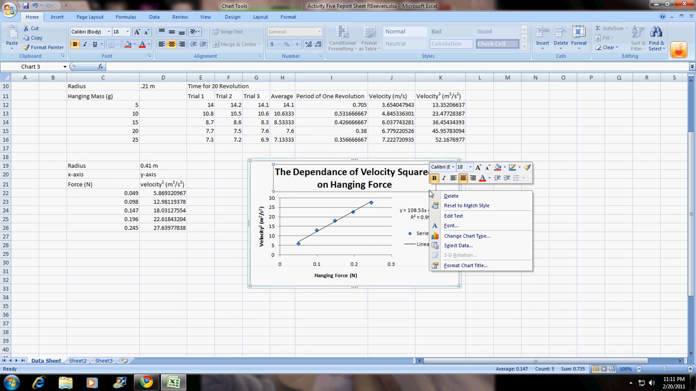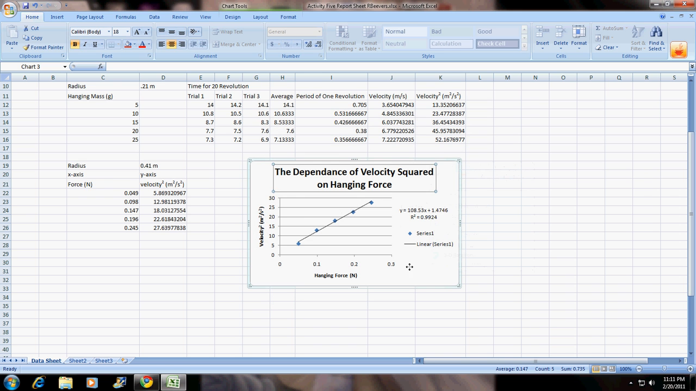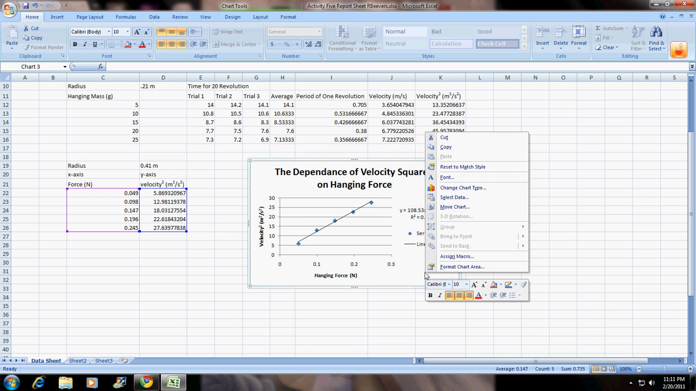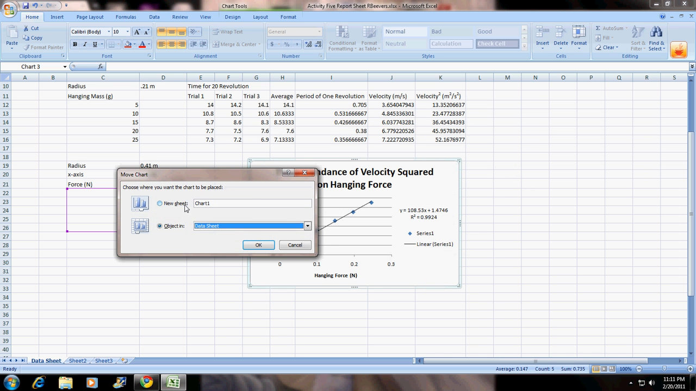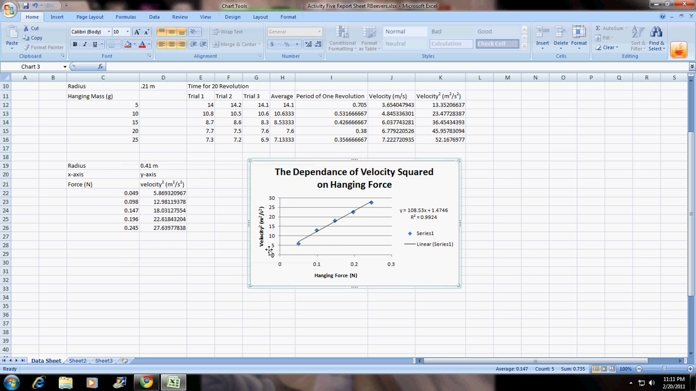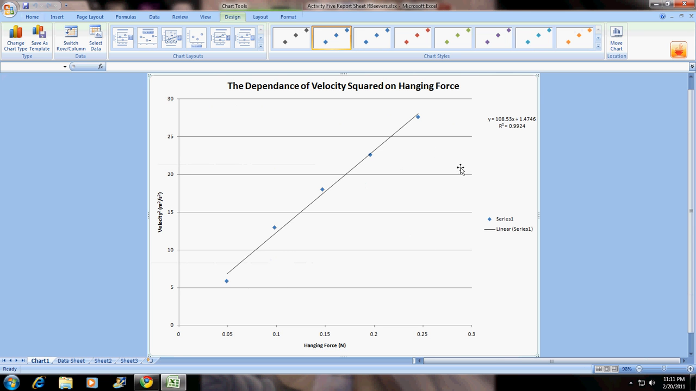And I'm actually going to move this location. So move the chart to a new sheet. And so that's my data, and it looks good. Okay, I'm very happy with that. Now if I look at this, my slope is 108.53. Okay, that's the slope that I have.